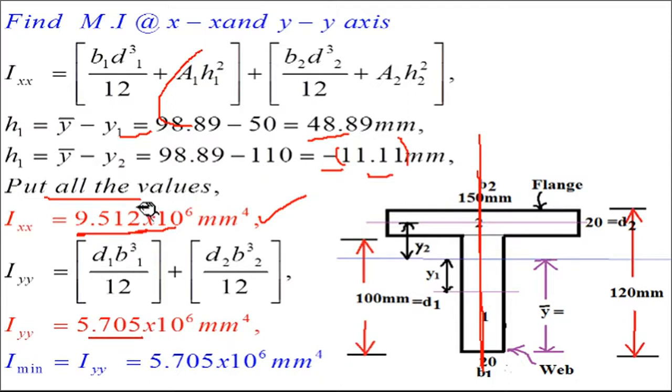Now just compare these two values. It is 5.705 into 10 to power 6 and it is 9.51 into 10 to power 6. So minimum of these two will be I minimum, and minimum is nothing but Iyy, 5.70. So this is minimum value of moment of inertia that you have to use for Euler's formula.